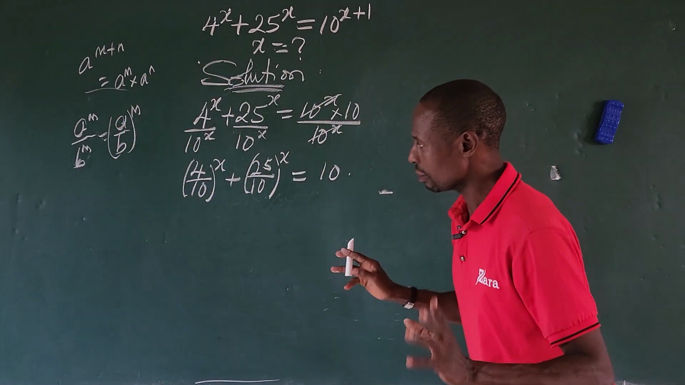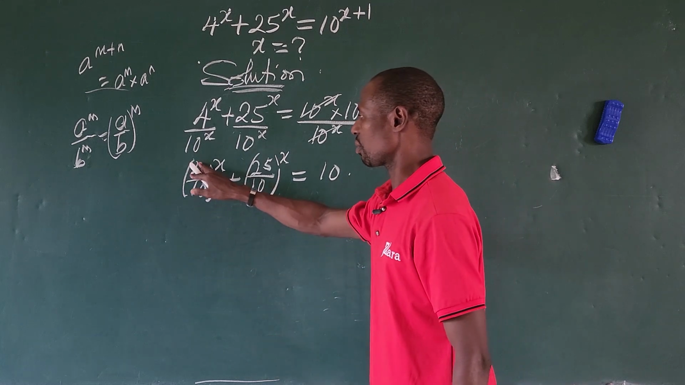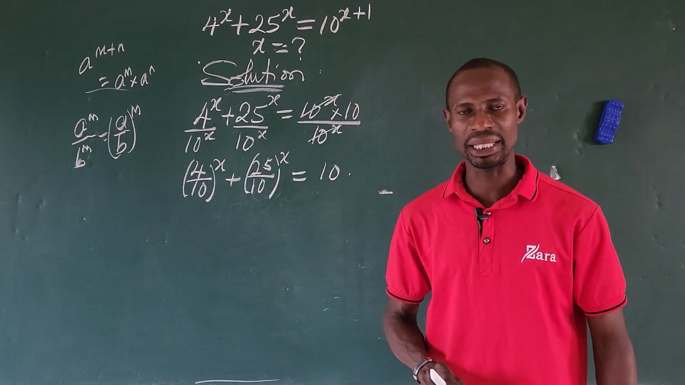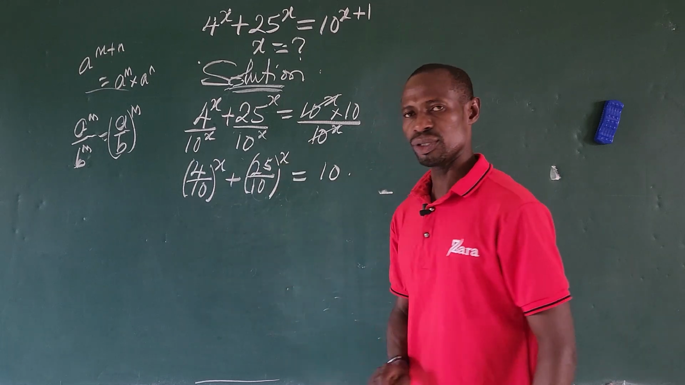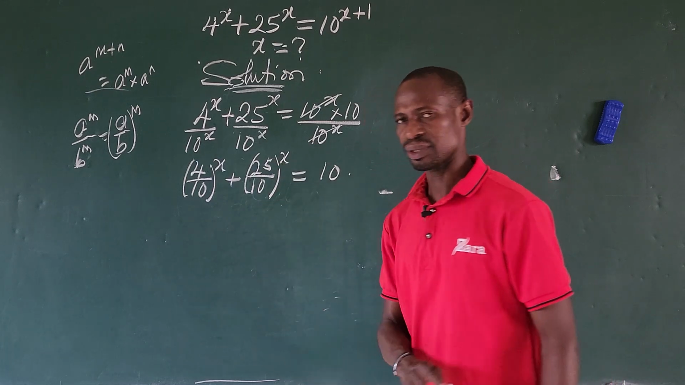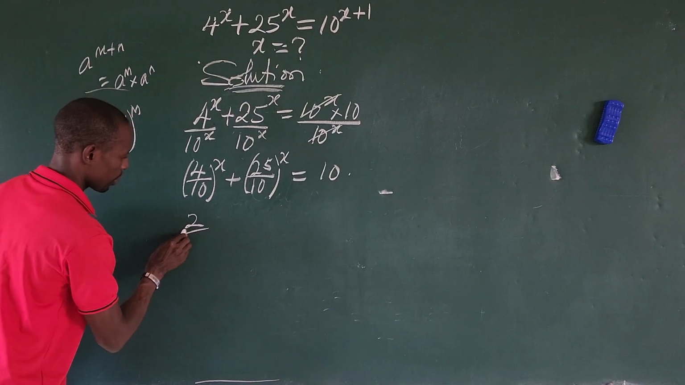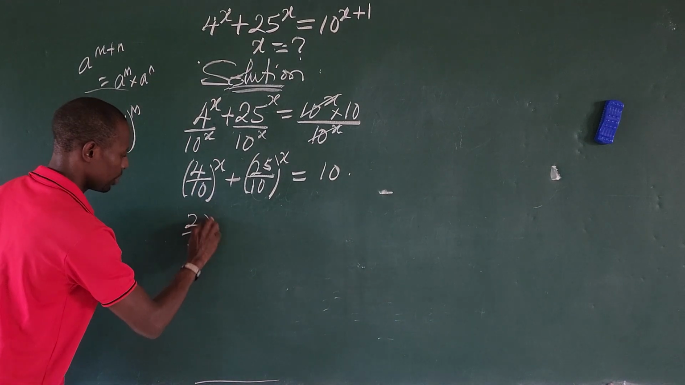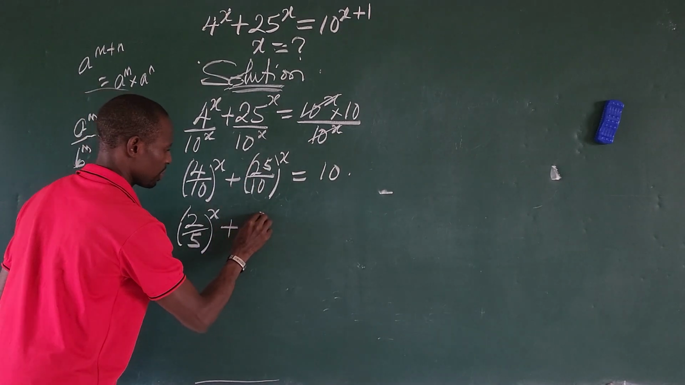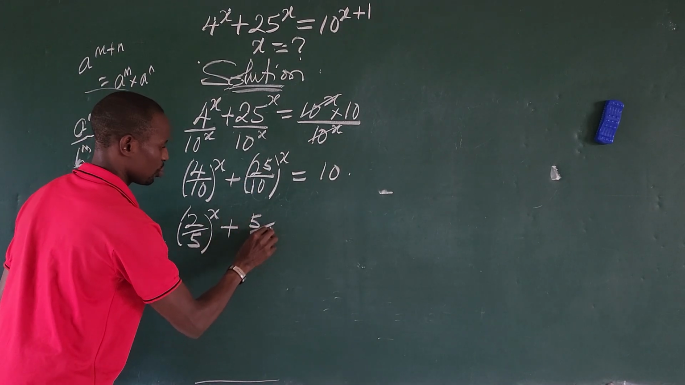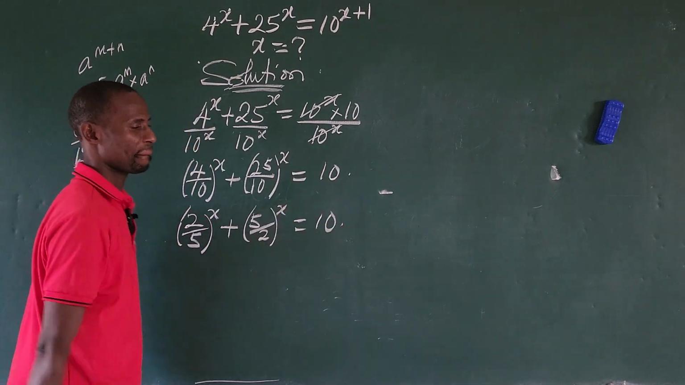All right, look at this. If you look at the terms inside the bracket, you discover that 2 can go into 4 and 10 without remainder. And here, 5 can go into 25 without remainder, and 5 can go into 10 without remainder. So if we split this down, it's going to give us 2 over 5 all raised to the power of x, plus 5 over 2 all raised to the power of x. This is equal to 10.